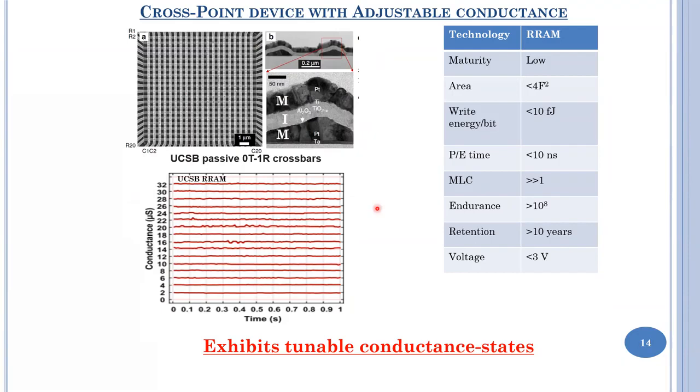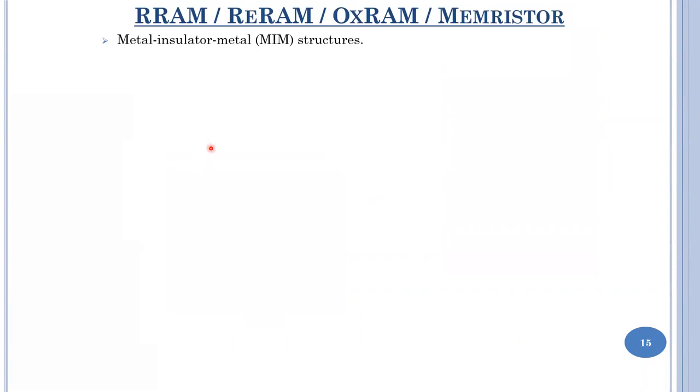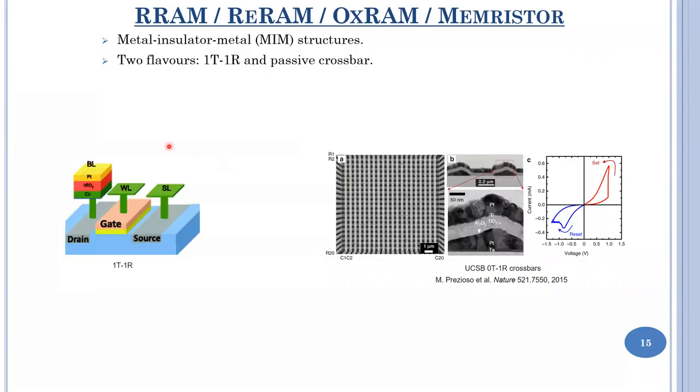So with this information, let me go ahead and discuss these RMs in more detail. As I told, it's just a metal insulator metal structure, and they're available in two flavors. I discussed this passive crossbar just now. Let me talk about this 1T1R, or one transistor, one resistor configuration. In this 1T1R, which is shown here on the left, you have a transistor, and on the drain of that MOSFET, you have this RM. The drain electrode is the bottom electrode of your RM device. Then there is a switching insulator, and then there's this top electrode.